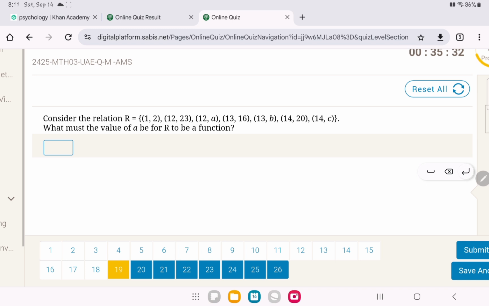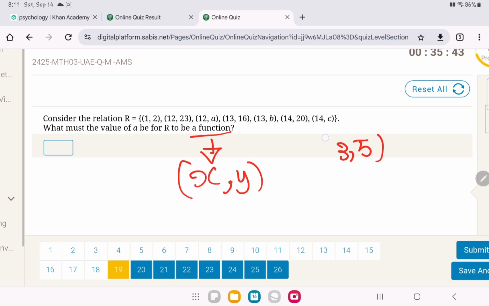Now question 19. What must be the value of a for r to be a function? For something to be a function, each x should have one y. So for example, you have 3 and 5. You cannot have 3 and 6.